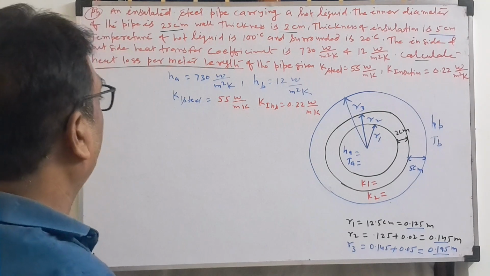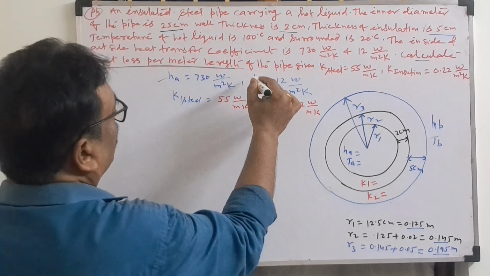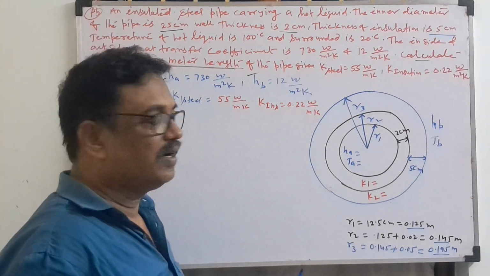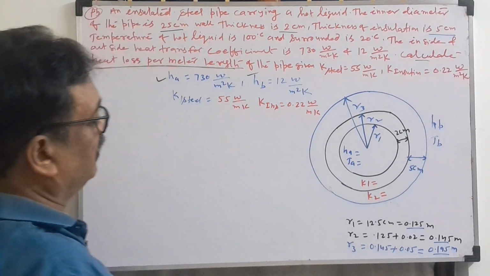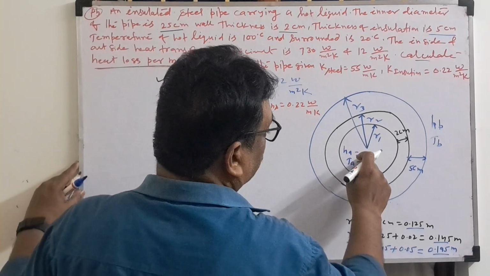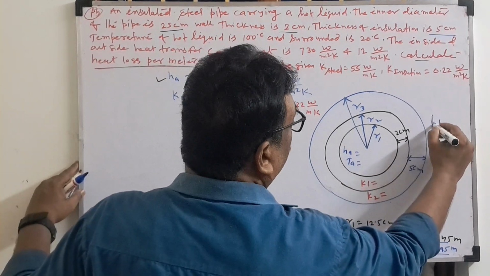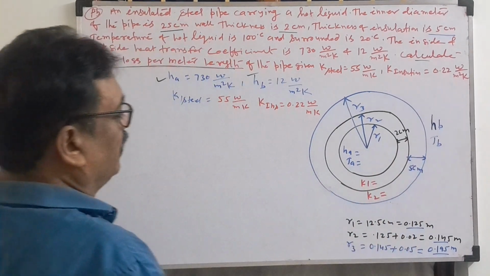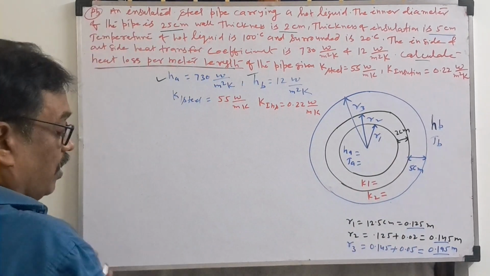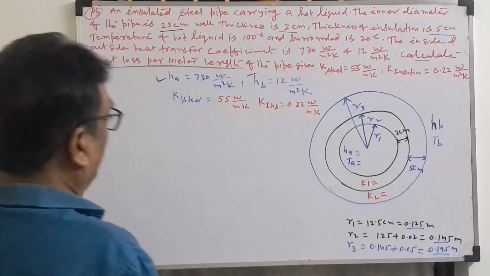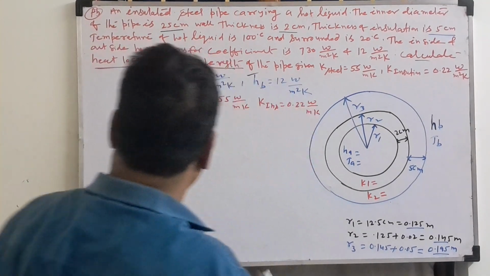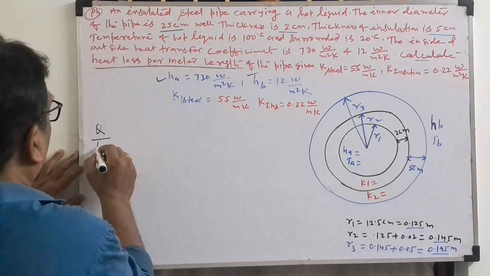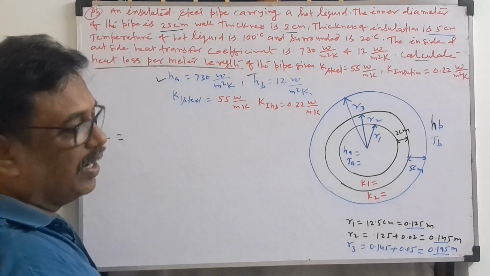Since the heat transfer coefficients are given, this problem involves both convection and conduction. HA and HB are the inside and outside convection, and then there is conduction. So what is the heat flow rate formula? I will write it now. Q by L, since it is per meter length. Only one formula will solve the question.